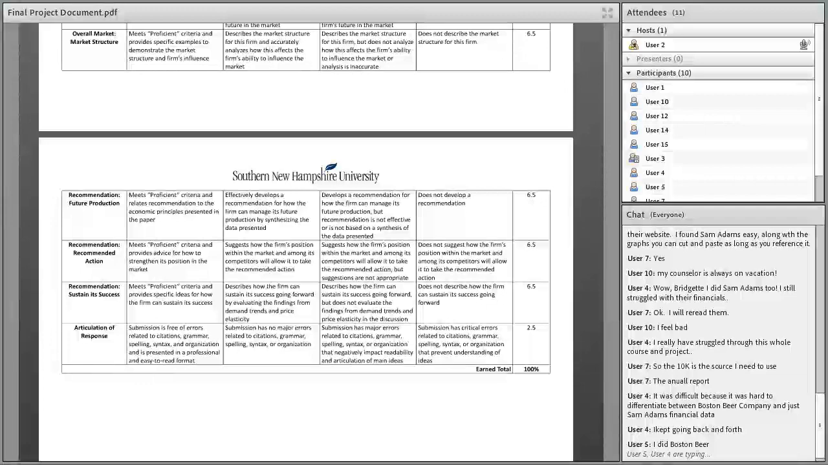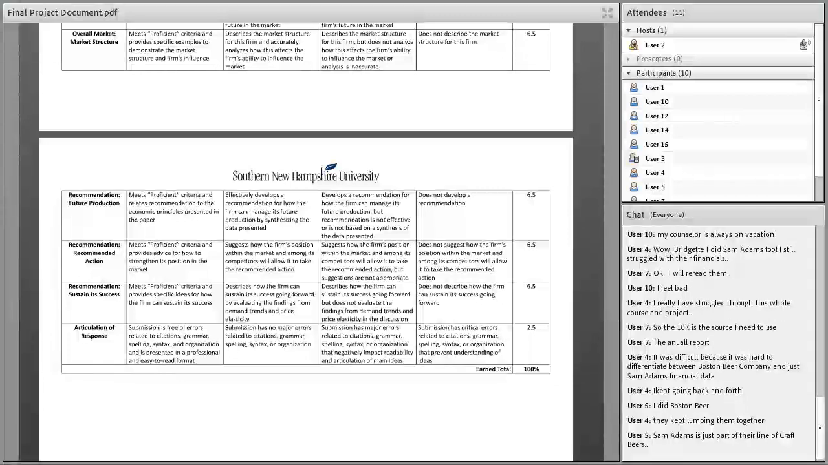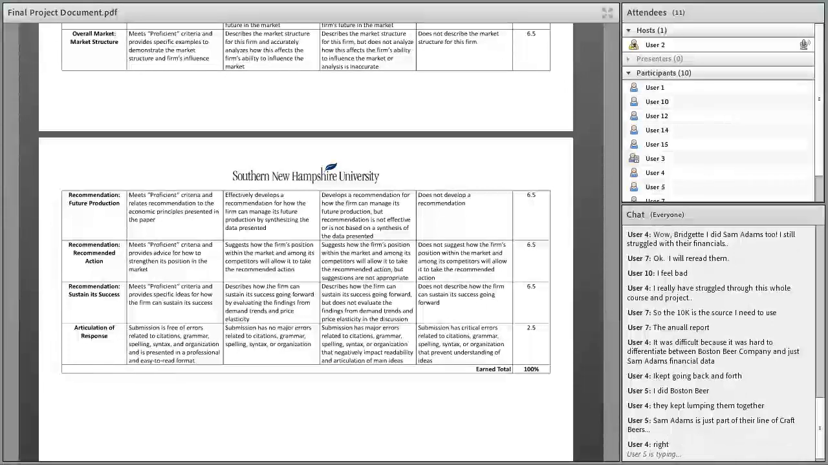to distinguish between the Boston Beer Company in general and Samuel Adams. That could have been the difference right there. And that's why you submit your preferences to your instructor before you start. This way you can get some advice, maybe your instructor could have said you can focus on the beer company as compared to the individual product. Right, exactly.